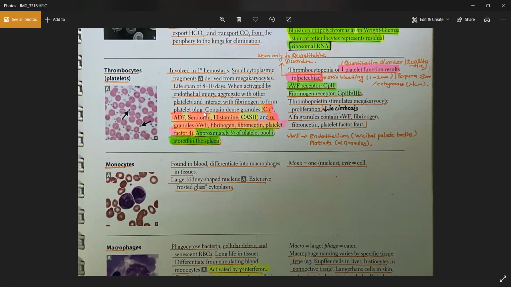So they contain such dense granules, and you can remember them by the mnemonic CASH. They have the calcium, they have the ADP, they have the serotonin, they have the histamine, right? They also have 4F.